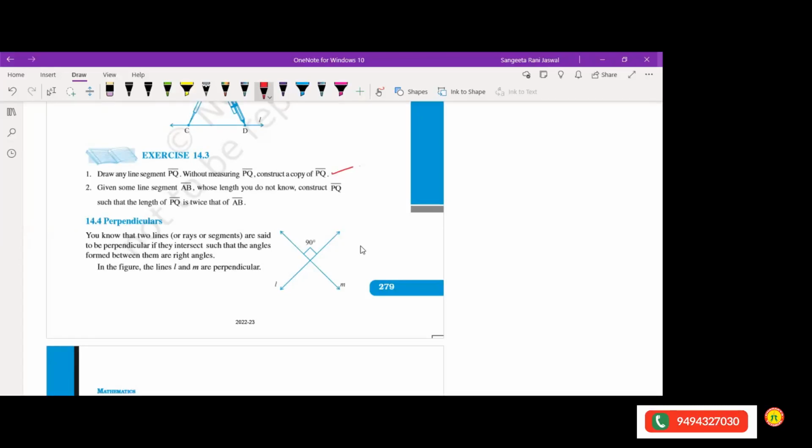How will you do that? First, draw a line PQ. Okay. Draw a line PQ first. Any line of any measurement first. Any small line.